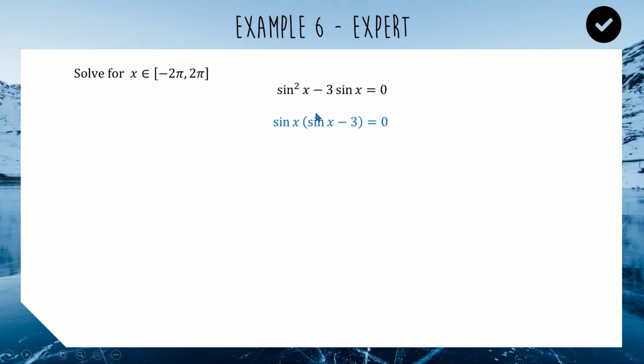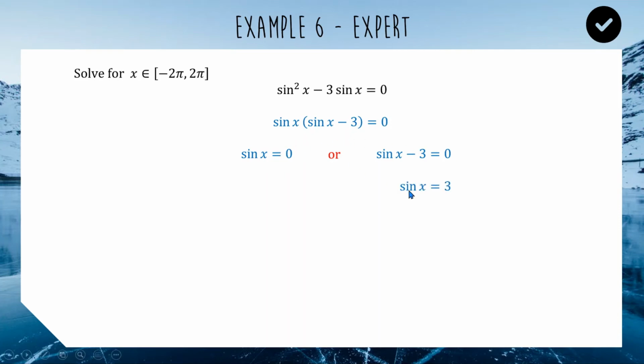Now we have 2 things multiplying, giving us an answer of 0. We know from quadratic equations, this means that either piece could be 0. So either the sine x is giving us the 0, or the sine x minus 3 is the 0. If sine x minus 3 is equal to 0, if we add the 3 across, we get that sine x is equal to 3.